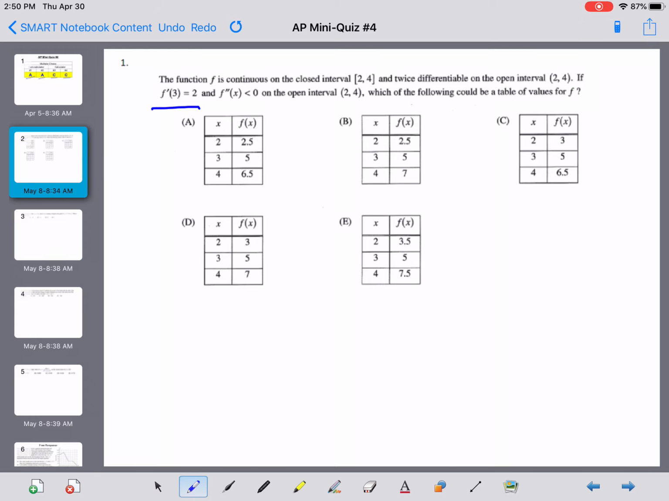The second thing they tell us right here is that the second derivative is going to be negative on this open interval from 2 to 4. So putting these two things together, we know that our function is increasing, but we know that it's increasing at a decreasing rate, meaning that it's increasing but concave down, looking something like that. So increasing at a decreasing rate is what we're looking for here. Okay, so if we take a look at the 5 choices right here, there's one of them that jumps out to me right away, and that would be D.